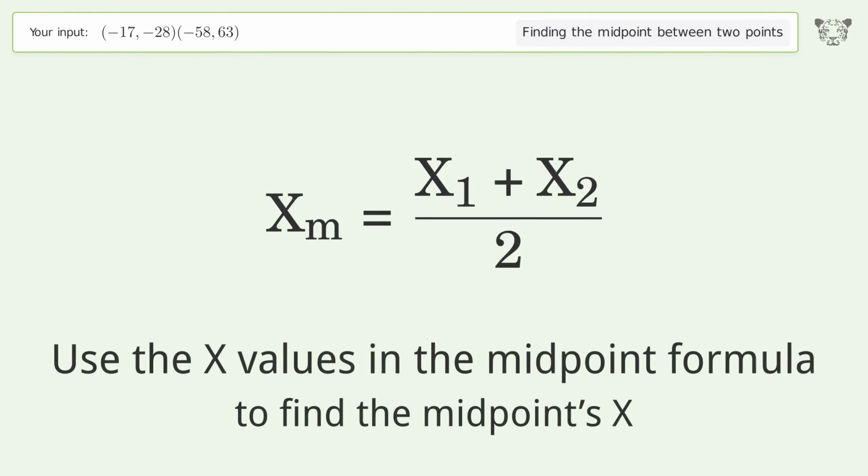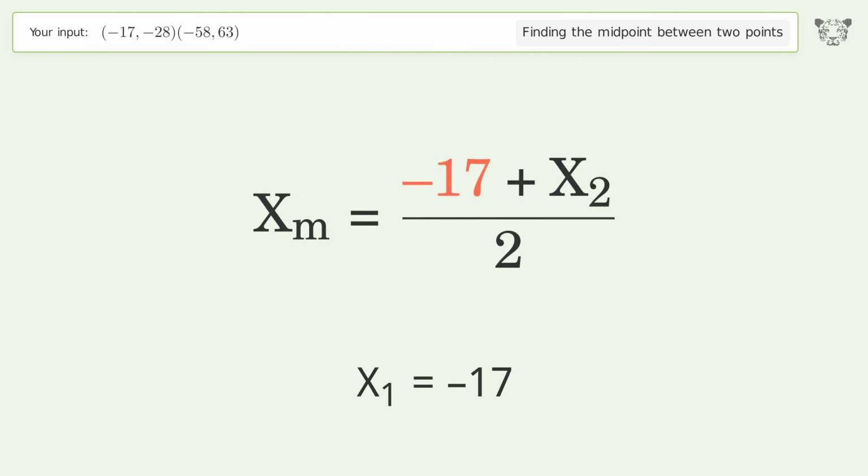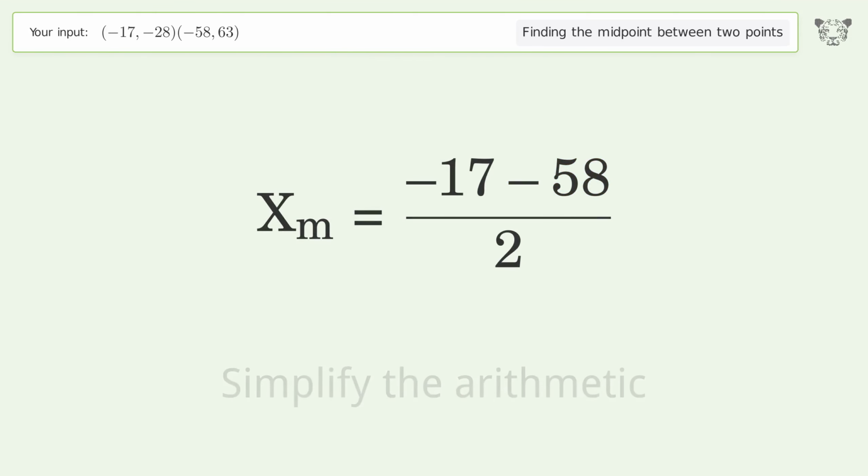Use the x values in the midpoint formula to find the midpoint's x. x1 equals negative 17. x2 equals negative 58. Simplify the arithmetic.